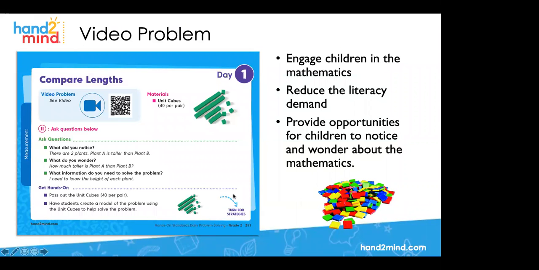Okay, with the video problem, here's the card that goes along with it. So we're comparing lengths. Notice that there is a QR code as well as an icon of a camera. And I said that you have digital access. So all you'll have to do is click on the camera on your digital access and it will present the video up for your children.